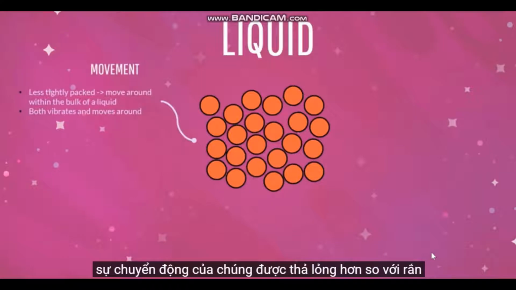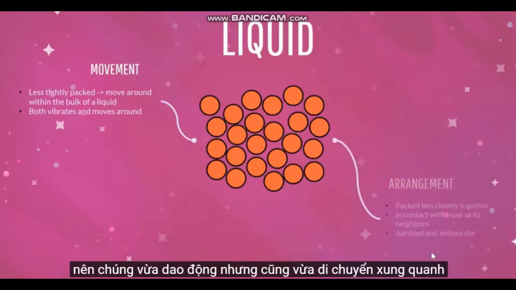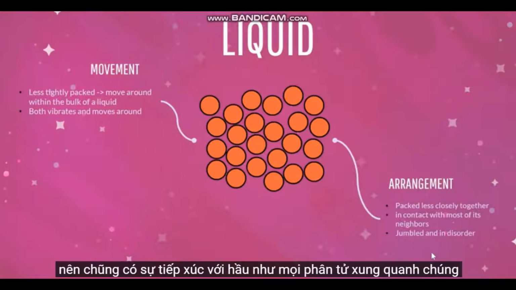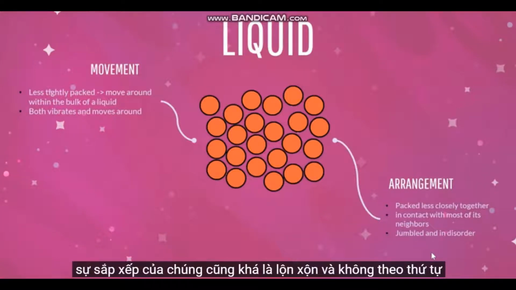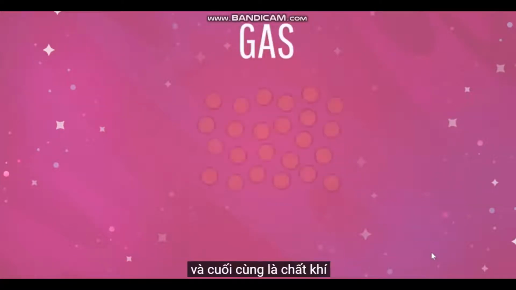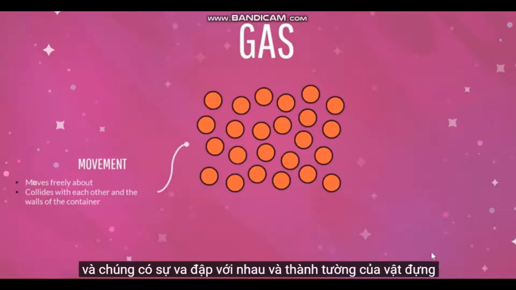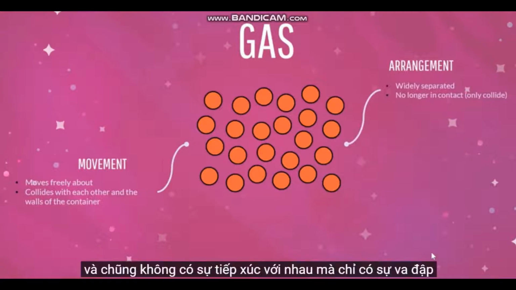Next is liquid. This is the picture. Its movement is less tightly packed, so it moves around within the bulk of the liquid, and it both vibrates and moves around. Its arrangement is packed less closely together, so it is in contact with most of its neighbors, and its order is pretty much disordered and jumbled. And lastly, gas. Gas moves freely about and collides with each other and the walls of the container. Its arrangement is widely spread, and it is no longer in contact, and it only collides.